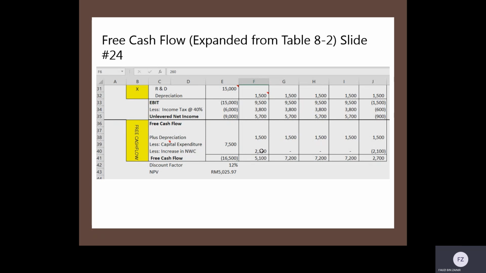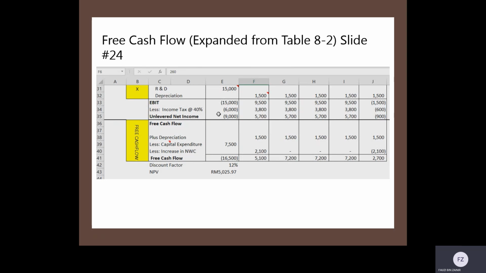We expect that account receivables are going to eat up 2,100 of our short-term funding. We have to allocate 2,100. At the end of the 5th year, we are going to recover it back.